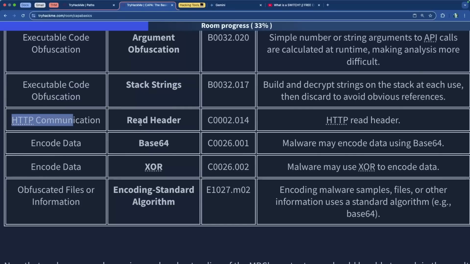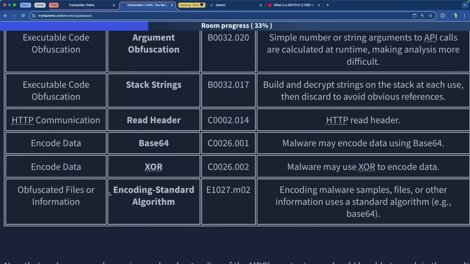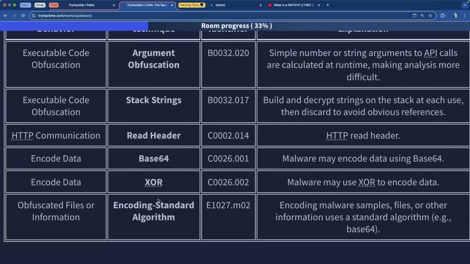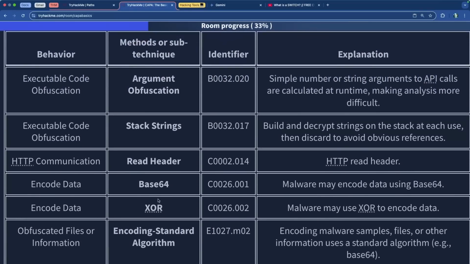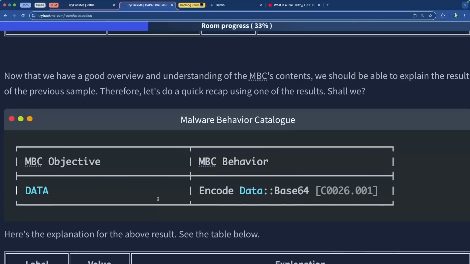And then for HTTP behavior, we have reading the header, encoding data to base 64, encoding data to XOR. Obfuscated files or information again, and then we have encoding standard algorithms. So there's a lot of encoding that seems to be taking place. Maybe they're trying to format it for transfer, maybe they're trying to format it for further manipulation.